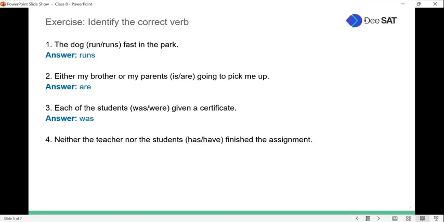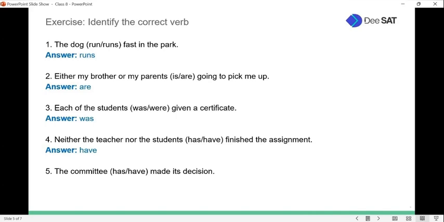Neither the teacher nor the students dash have finished the assignment. Again, the same rule: you have the connector nor, which means that the closer subject will govern the right answer. Students is plural, so your answer will also be plural. Have finished the assignment.